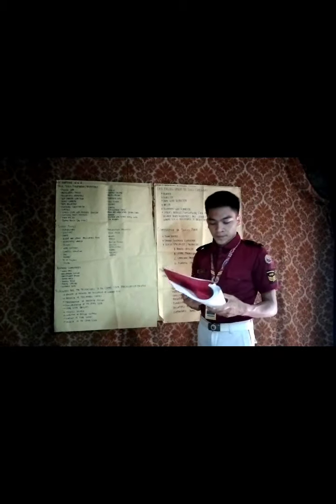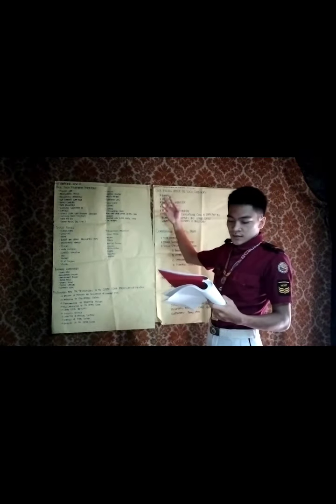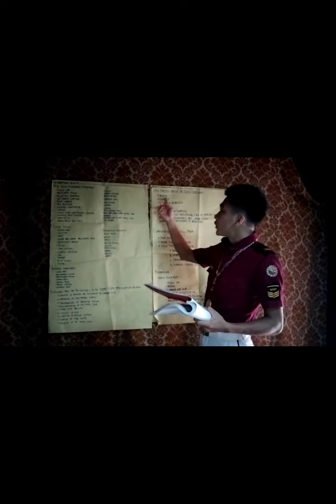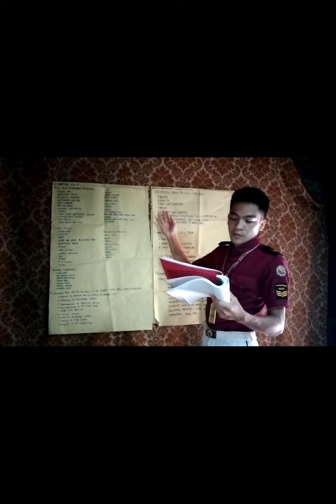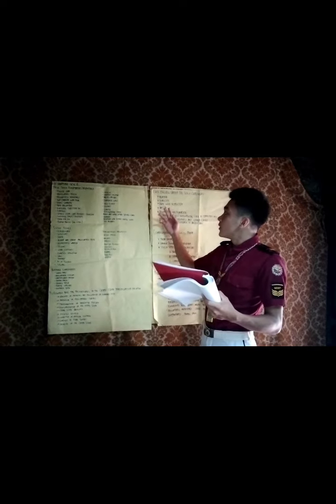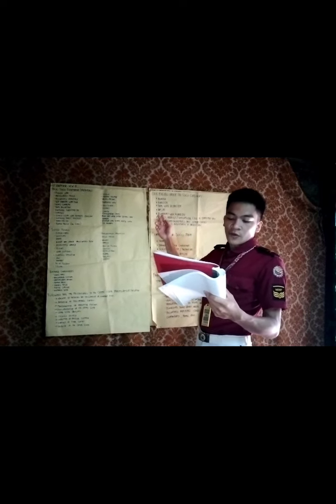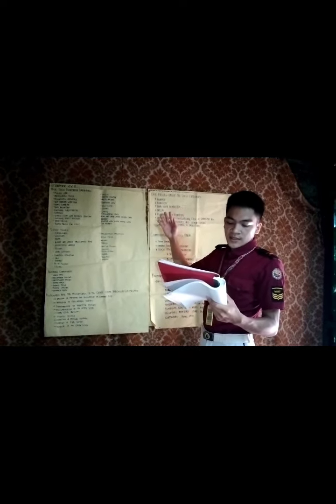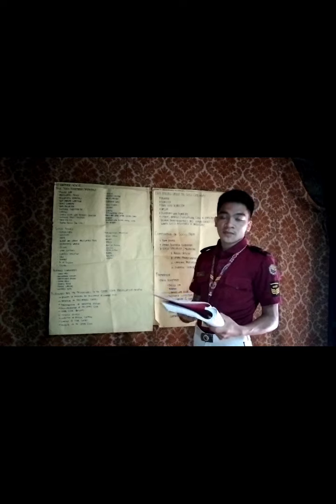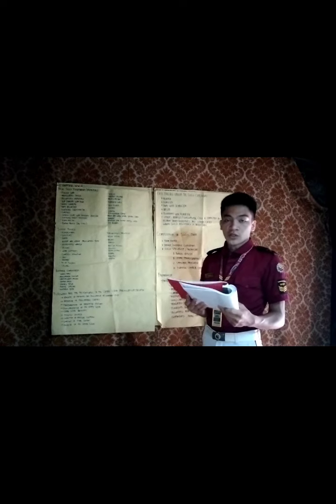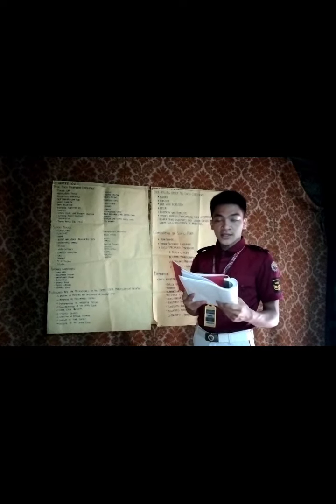So next are the cases falling under the SOCO category. First is murder. Second is homicide. Third is rape with homicide. Fourth is arson. Fifth is robbery with homicide. And the last is other heinous or sensational cases directed by the higher headquarters, and other cases where SOCO assistance is necessary.